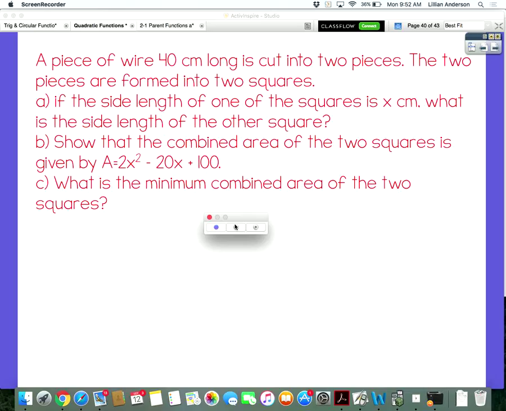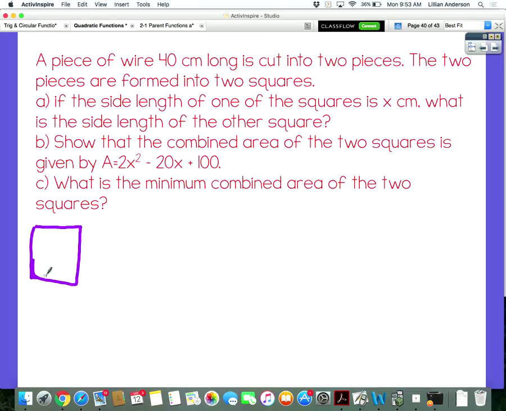Because think about it, guys. First off, it was cut into two pieces, and these two pieces are formed into two squares. They're not two equal squares. They never say anything about them being equal. It was two squares. Okay?